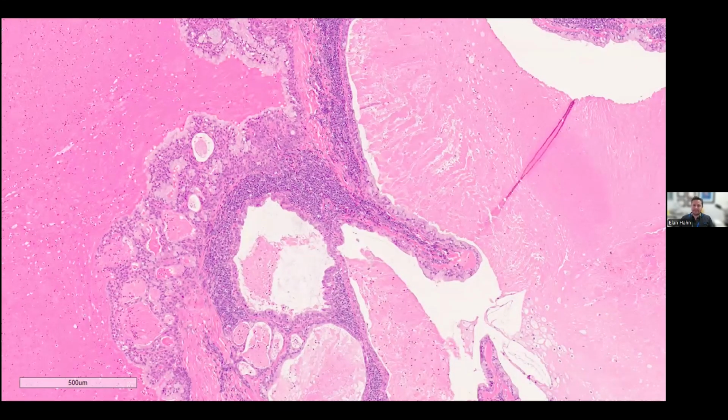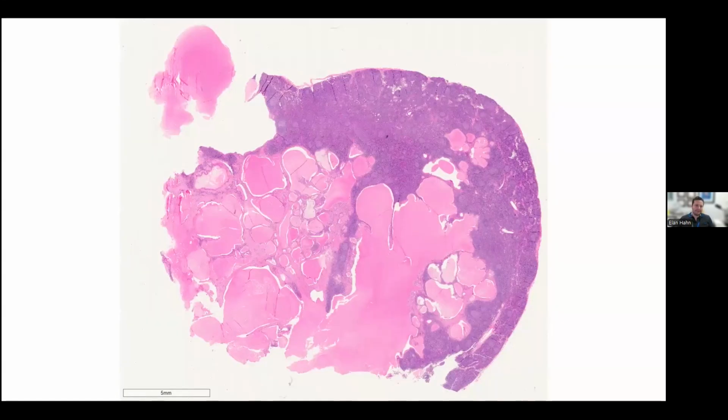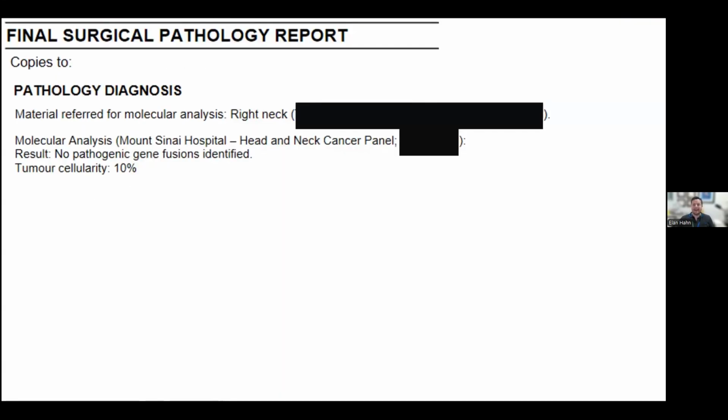So first question, the specimen comes to you in the workflow. How will you enrich for the tumor? So we have lots of C's and D's, and that's right. Either one, some sort of targeted enrichment would be helpful in this case. So macrodissection or microdissection, maybe microdissection because tumor cellularity, even in the tumor areas, is lower, but we have so many contaminating lymphocytes that all of our reads are going to go to lymphocytes if we use scrolls. So this came, and this actually had scrolls, and we didn't find any gene fusions.